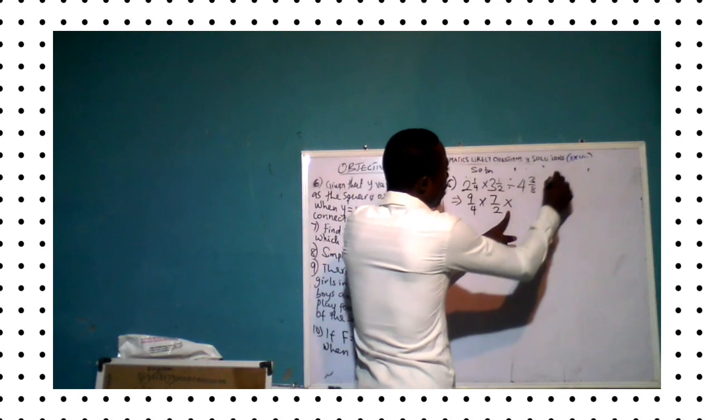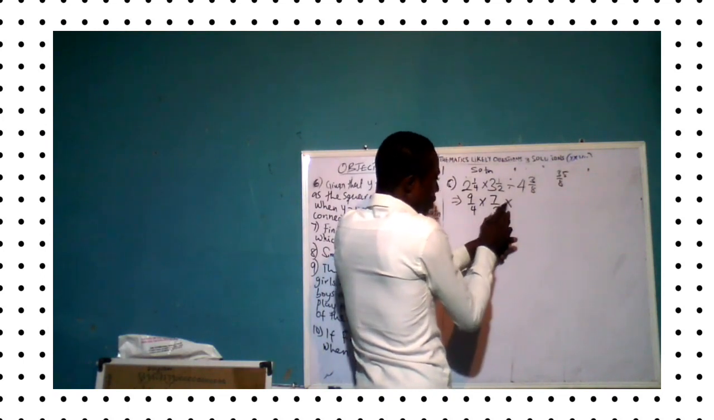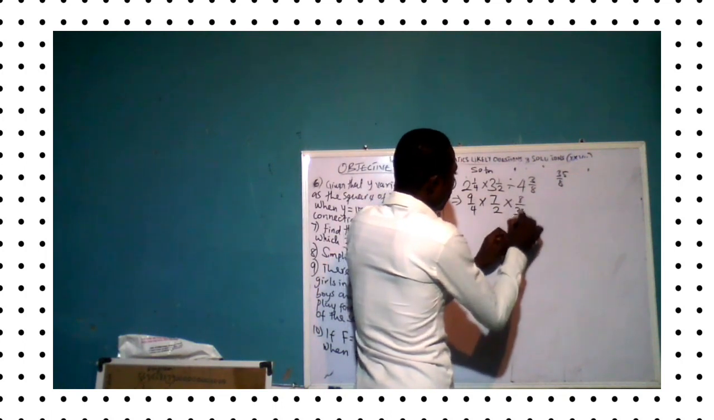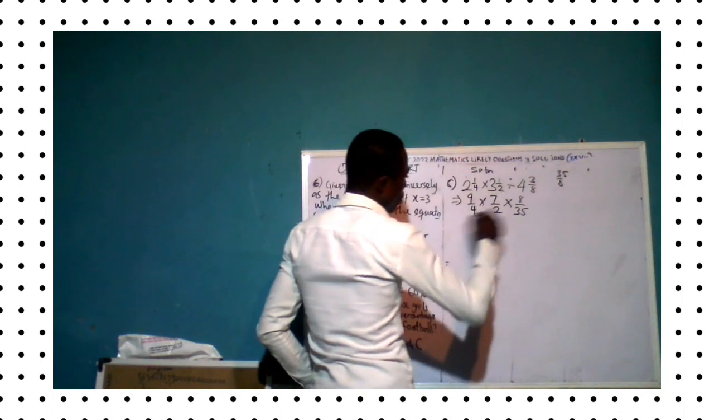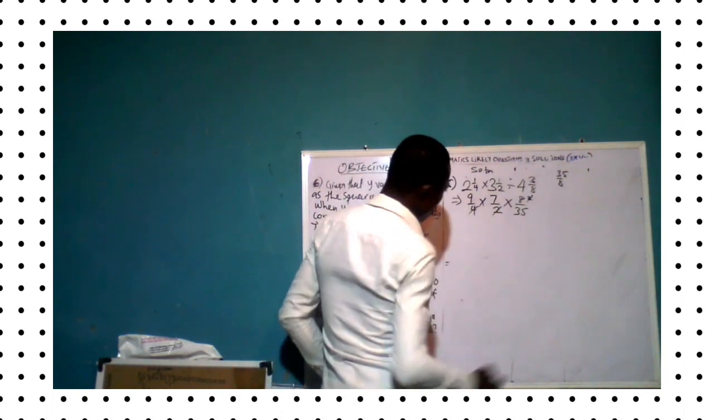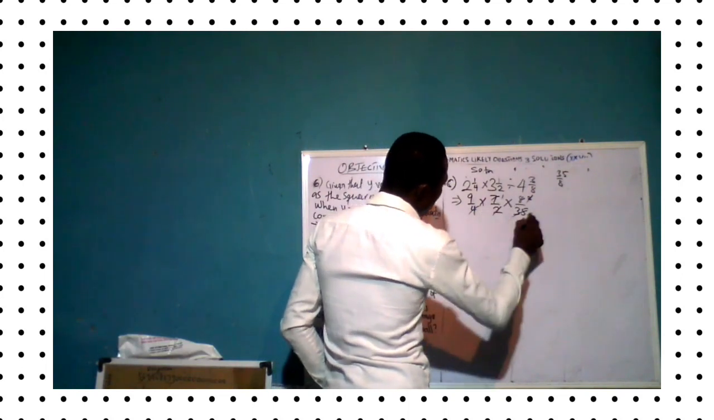And instead of 35 all over 8, because the sign has changed from division to multiplication here, you write it otherwise. So it will be 8 all over 35. Okay, and straight away you know that this 4 in 8, that's 2. And 2 in 2, that's 1. Okay, 7 in 7, 1. 7 in 35, that is 5.